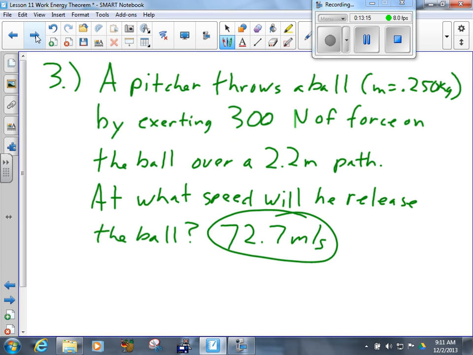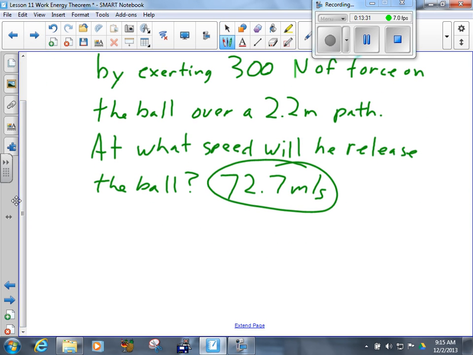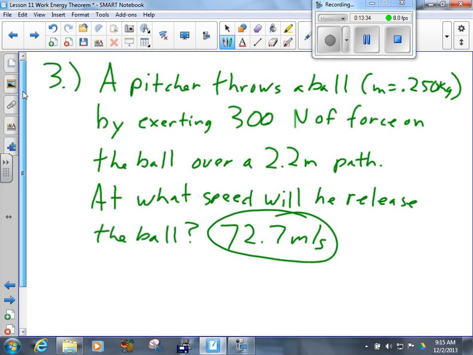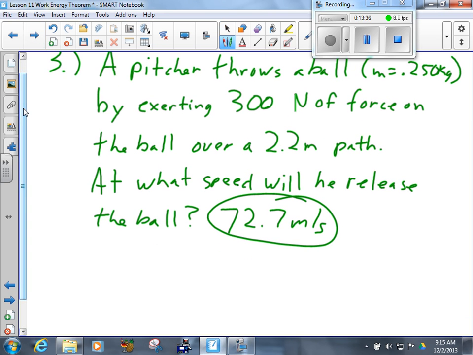All right, give this one a try. This one has to do with what kind of energy? Yeah, kinetic. It's changing the speed of the baseball this time. Change is always final minus initial. Since this person is pitching something, usually when you start pitching, how fast is the ball moving? 0. Okay, it doesn't have any kinetic energy at the beginning of this question. It's in his glove. It's not moving. At the end of the question, after he's been exerting 300 newtons of force over a 2.2 meter path, then the ball has some energy.